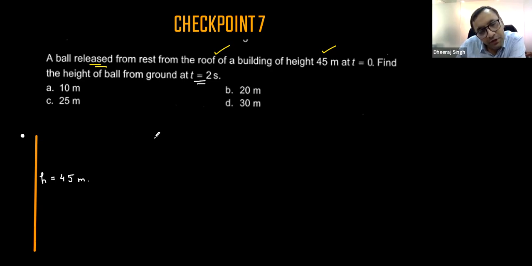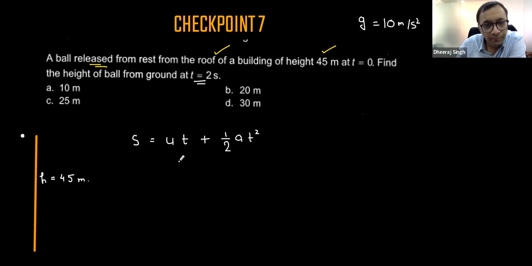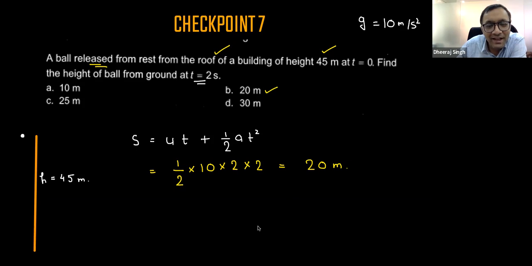So which equation do you use to find how much it has moved? S equals ut plus half at square. Let us use g as 10 only. So S is equal to u, which is 0, plus half into g into t square, so 5 into 2 into 2. As expected, 20 meters is there in the options. But what is the answer? Is 20 meters the answer?